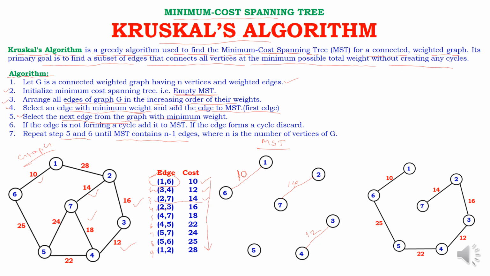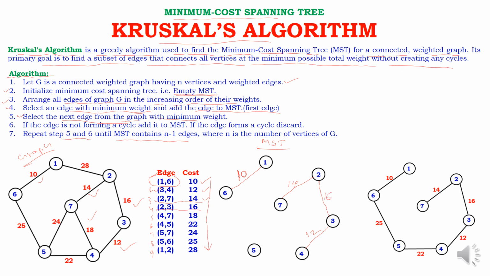Select the next edge 2 3 with weight 16. The next smallest is 2 3. Adding edge 2 3, it is not forming any cycle. 2 3 weight is 16.